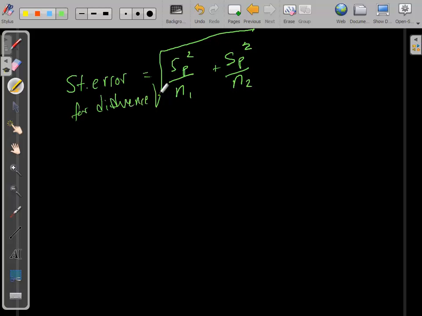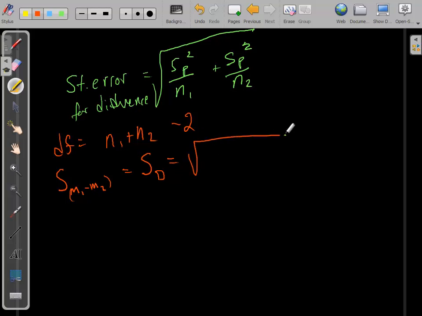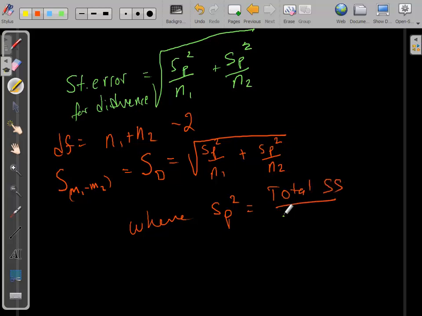Okay, so just to reiterate, the degrees of freedom is going to be the sum of the samples, throw away 2, and then the standard error for the difference, mean 1 minus mean 2, this is how the book writes it, which I write with a little d, is equal to the square root of this pooled variance estimate scaled back by that sample, where the pooled estimate is this total sum of squares divided by the total degrees of freedom. Okay?